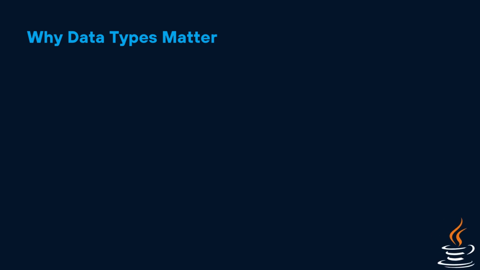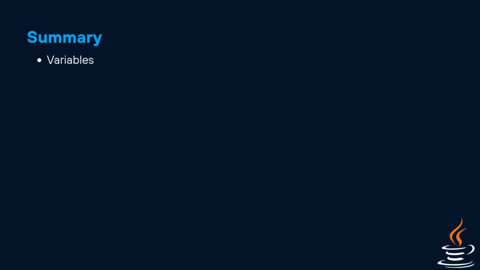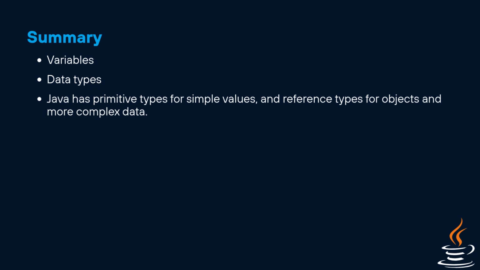Why do data types matter? Choosing the right data type is important because it tells Java how much memory to allocate. It helps prevent mistakes in your code. It makes your programs more efficient and reliable. So to recap, variables are names for boxes in memory where data is stored. Data types tell Java what kind of data goes in those boxes. Java has primitive types for simple values and reference types for objects and more complex data. Understanding variables and data types is one of the most fundamental parts of becoming a Java programmer.